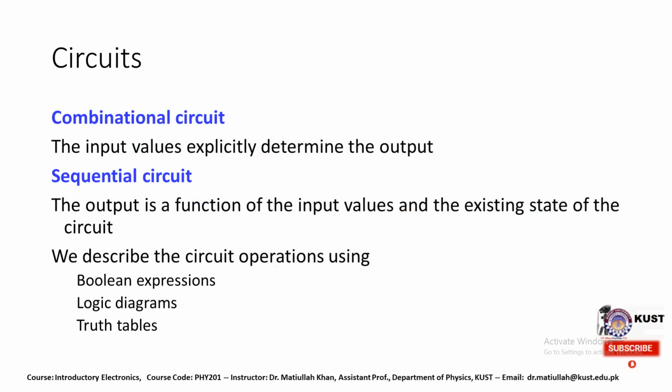How can we utilize these transistors in a circuit? That is the most important question of today's lecture. We have combinational circuits, where the input values explicitly determine the output. Then we have sequential circuits, where the output is a function of the input values and the existing state of the circuit. We describe the circuit operation using the Boolean expression, the logic diagram and the truth table. So this is something about the circuit and its implementation.